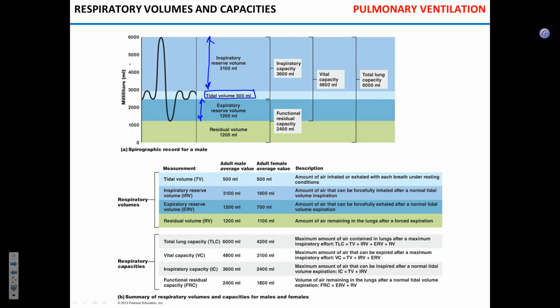Now, there is always some air left in your lungs. Before we move to the name, why? Yeah, because they have to stay inflated, exactly. So there is some air, so lungs do not collapse completely. Does that make sense? This is called residual volume.